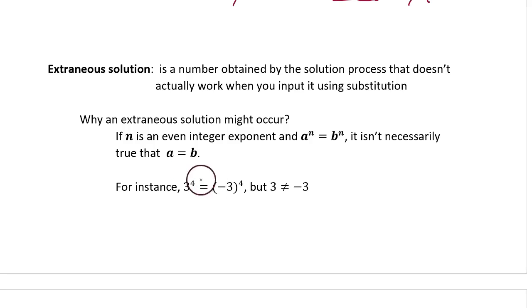That answer, y equals 8, is an example of an extraneous solution. It's a number obtained by the solution process, but it doesn't actually work when you check your answer using substitution.